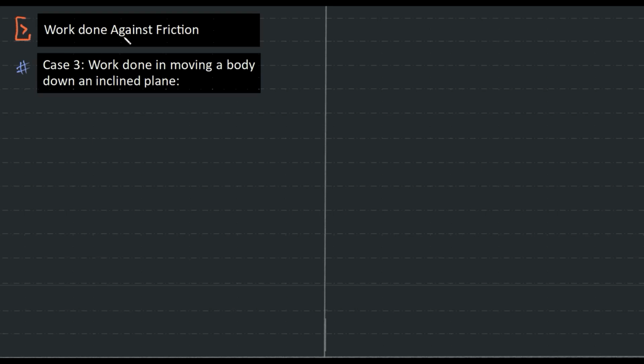So we're looking at work done against friction. That is, in the presence of friction, we have to do some kind of push and pull and all of that. So what is the work done in moving an object down an inclined plane? That is, if we have a slope.